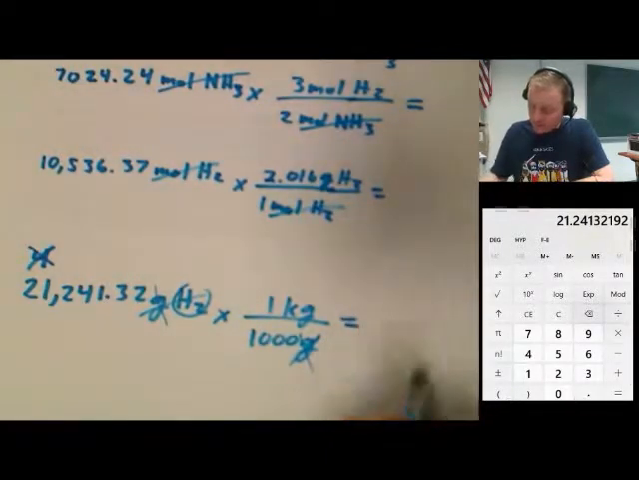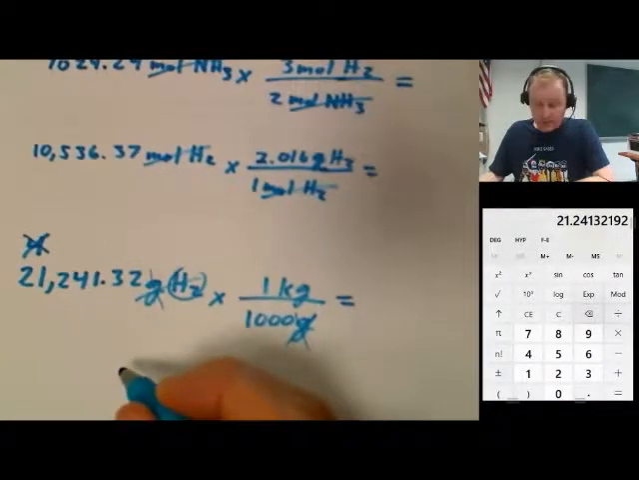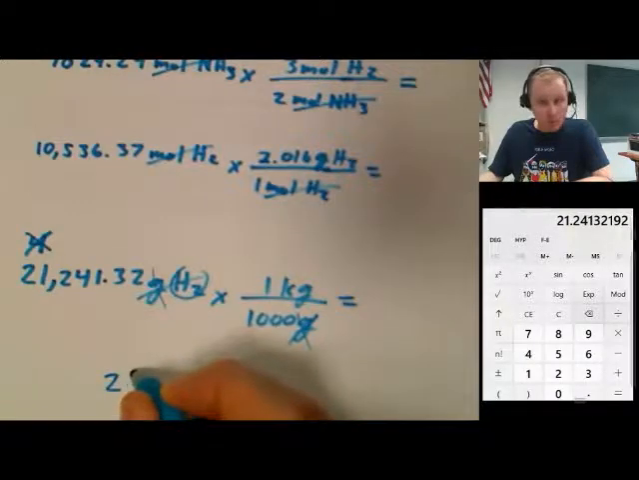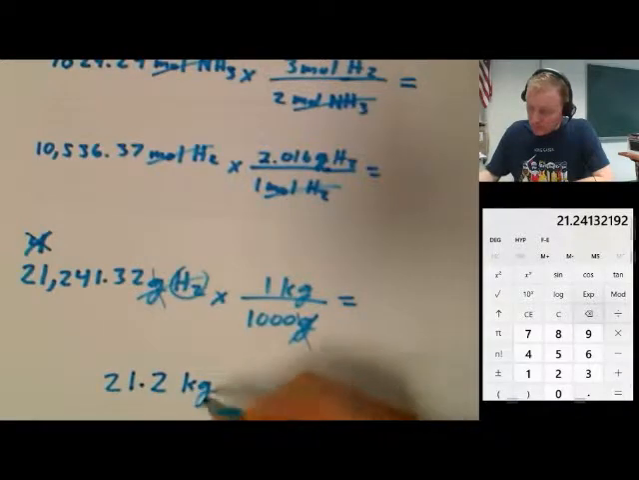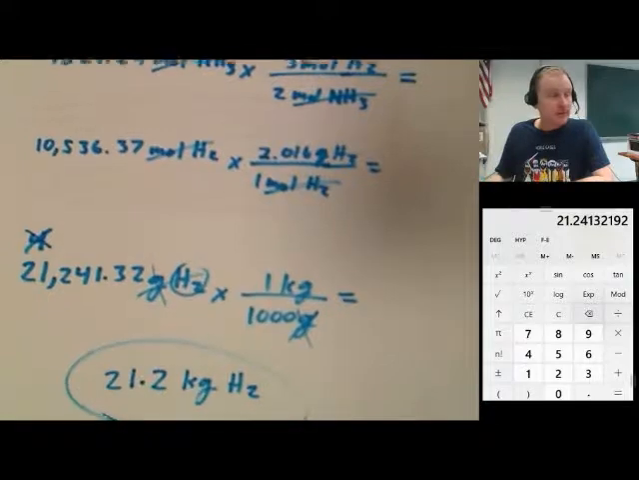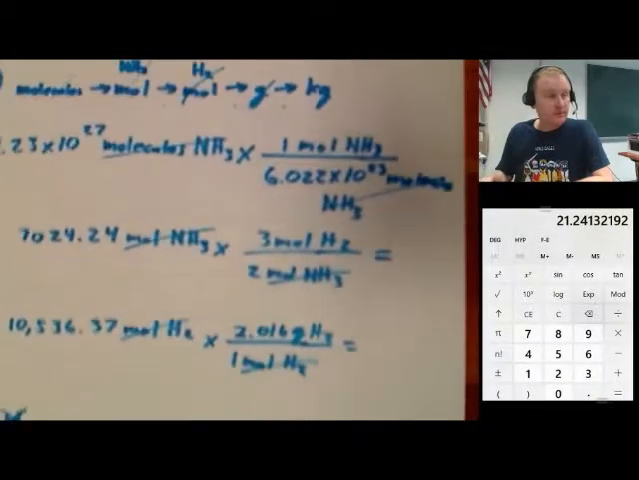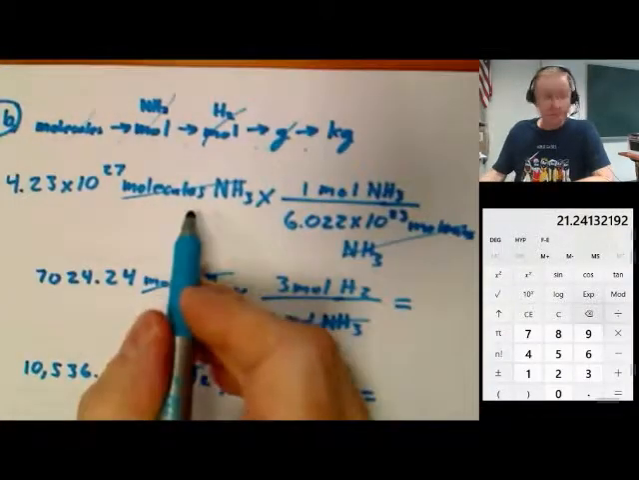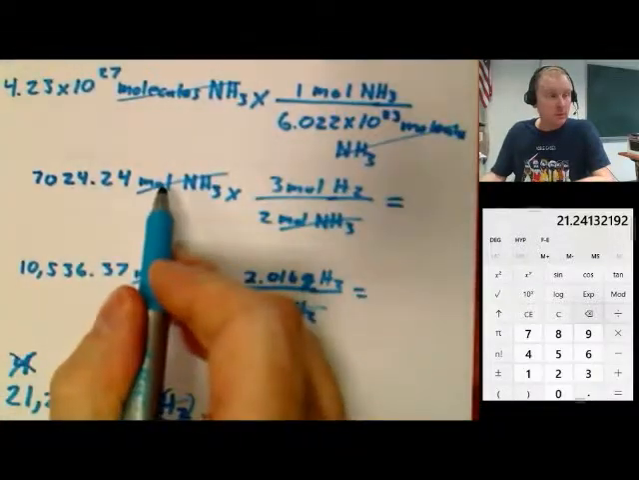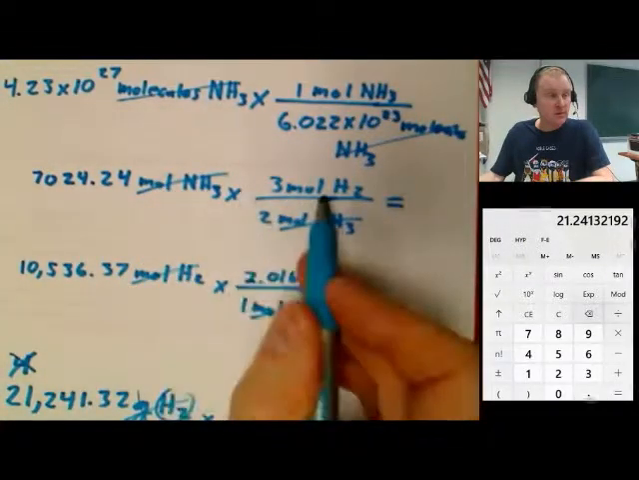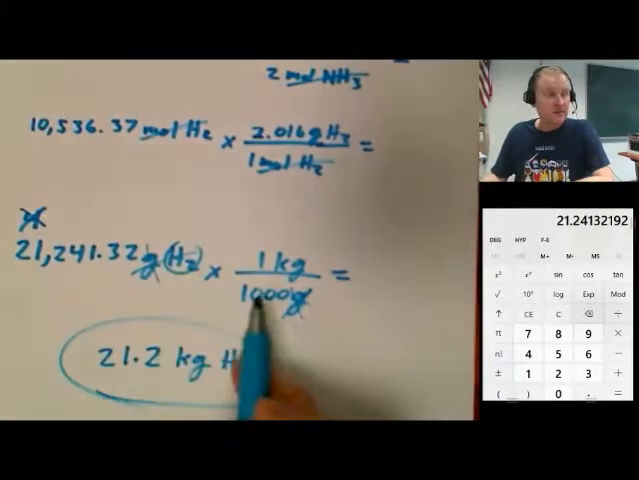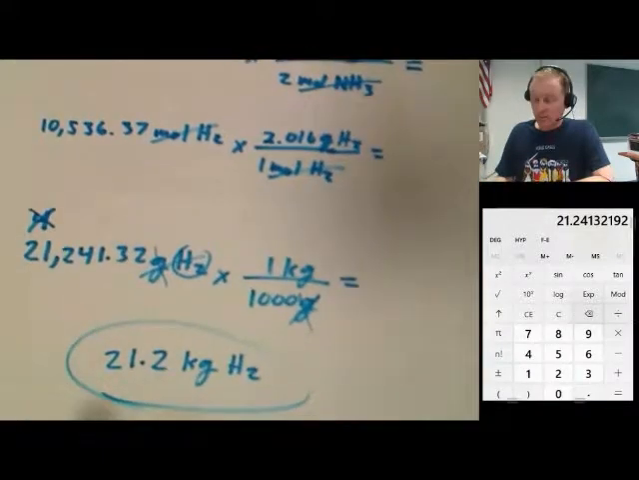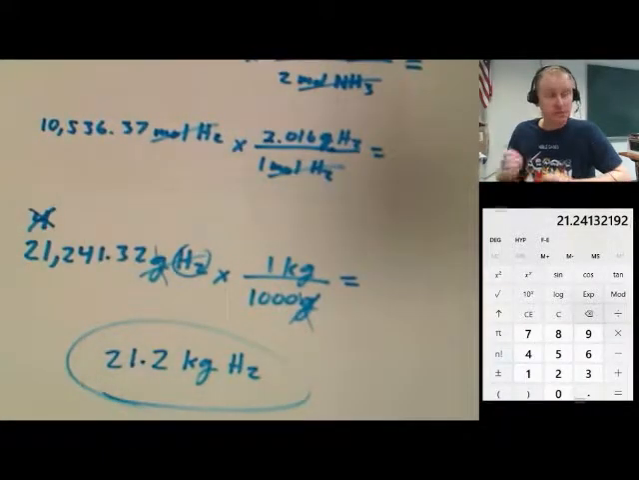And now we have our answer, which is 21.2 kilograms of hydrogen. And that's how you do it. So we went molecules to moles, moles of ammonia into moles of hydrogen, into grams of hydrogen, and then grams of hydrogen into kilograms of hydrogen. So I got 21.2 kilograms of hydrogen.